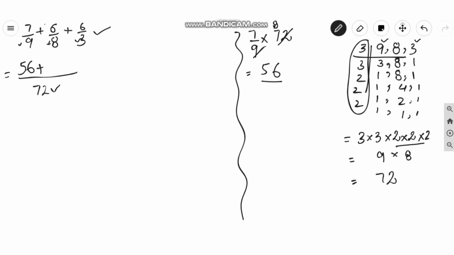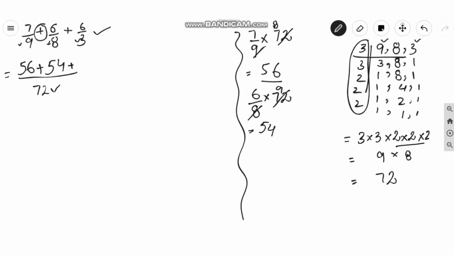Now the next is a sign of plus, so just write here plus. Now take the second fraction, that is 6 by 8, and multiply it with 72. In this case we have 8 9s the 72, and what is the answer of 6 multiplied by 9? 6 multiplied by 9 gives the answer 54. So just write 54 here.